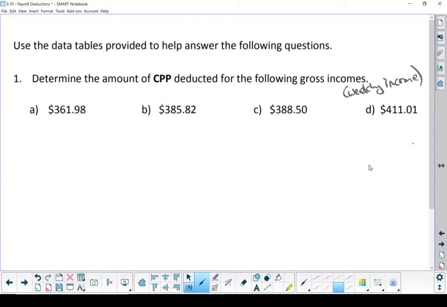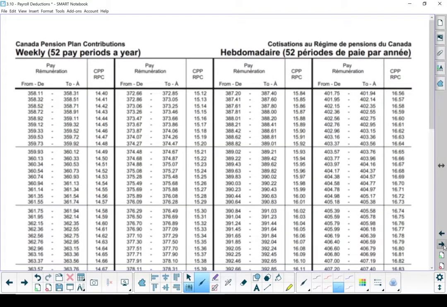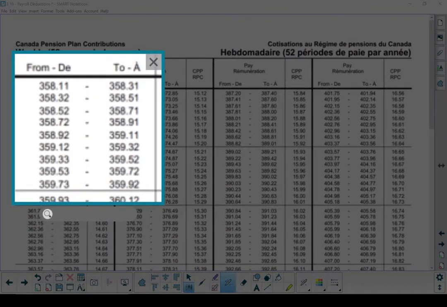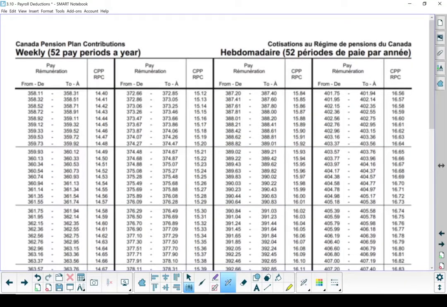Let's go to the CPP table. So here we've got a Canada Pension Plan contribution table. This is based on weekly wages. On the left-hand side, we have ranges of wages. All we have to do is find where our weekly wage fits. Once we've got that, then we move over to the other side, and that tells us what our payment is going to be.